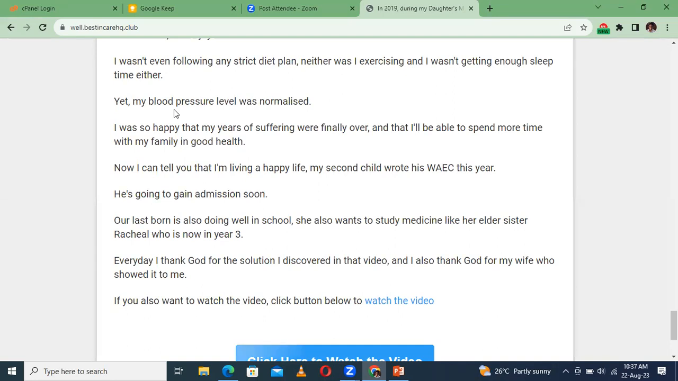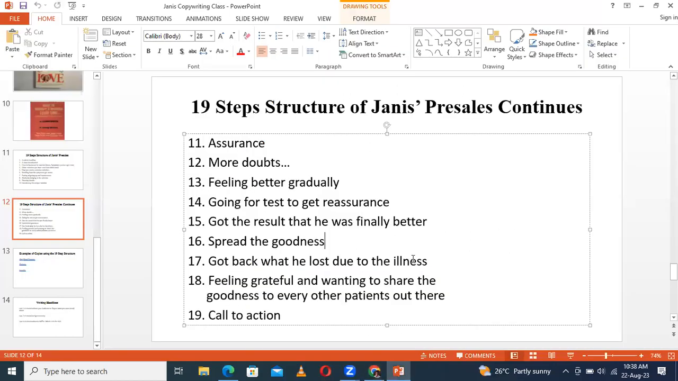I wasn't following any strict diet plan. Neither was I exercising, and I wasn't getting enough sleep either. Yet my blood pressure level was normalized. Let me see. That's for number... Got what he lost back due to the illness. No, that's a good try. No, but it's just the next paragraph after it.